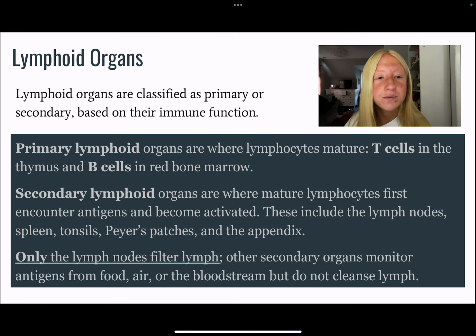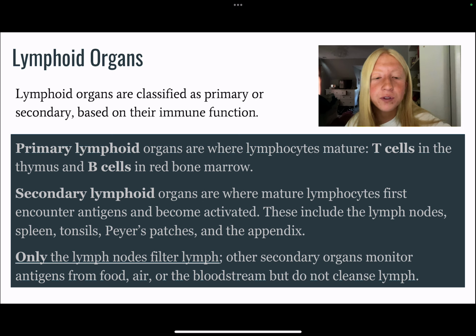Lymphoid organs. Lymphoid organs are classified as primary or secondary based on their immune function. Primary lymphoid organs are where lymphocytes mature: T cells in the thymus and B cells in the red bone marrow. Secondary lymphoid organs are where mature lymphocytes first encounter antigens and become activated. These include lymph nodes, spleen, tonsils, Peyer's patches, and the appendix.